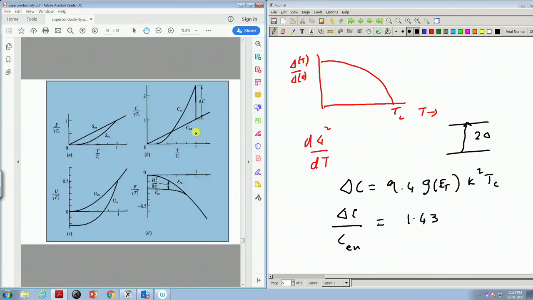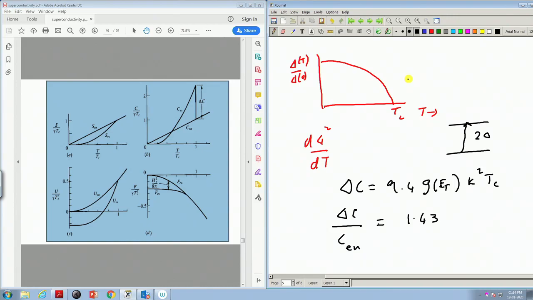So, in the next class we will discuss electron tunneling, and that is another experiment that one does to find out the verification for the theory of superconductivity, the BCS theory of superconductivity.